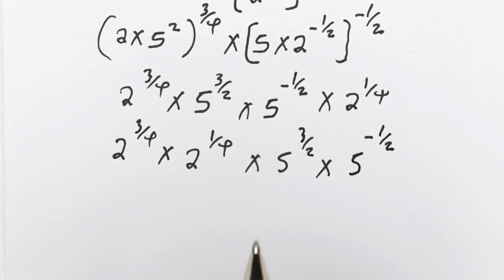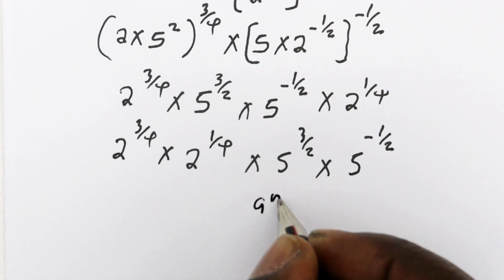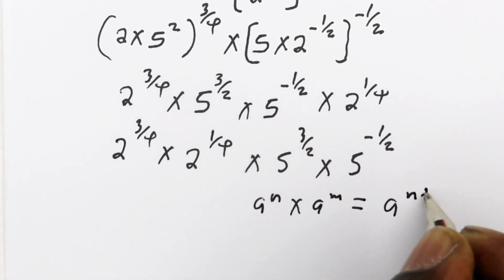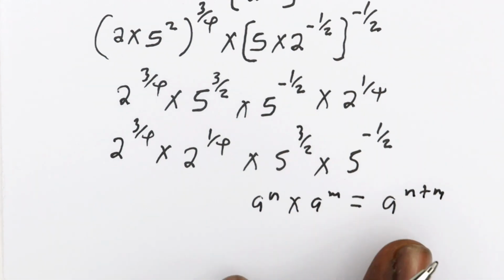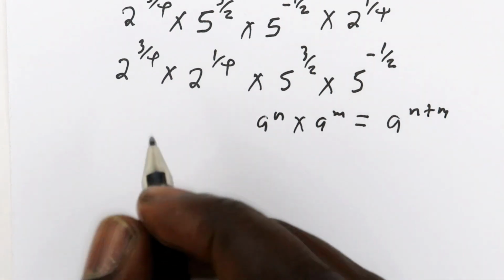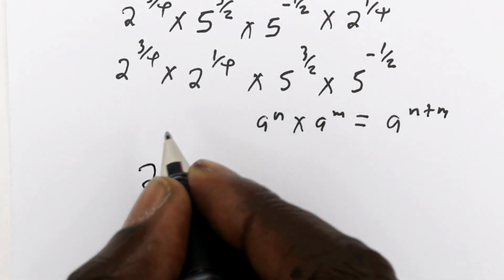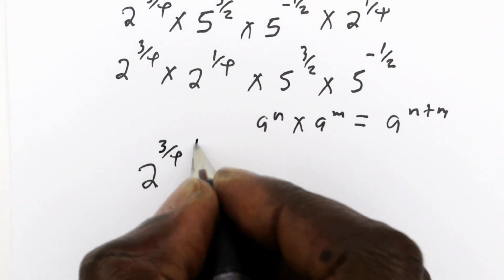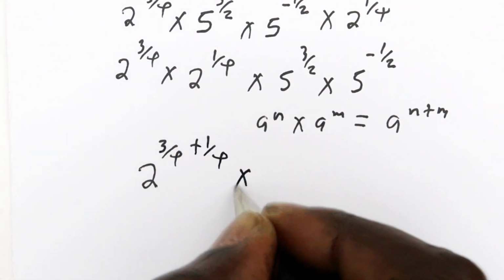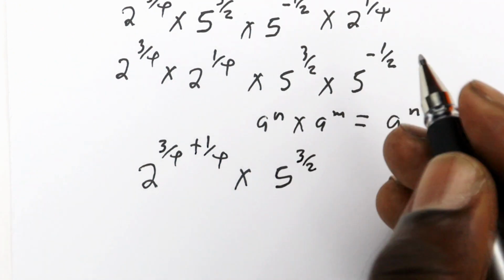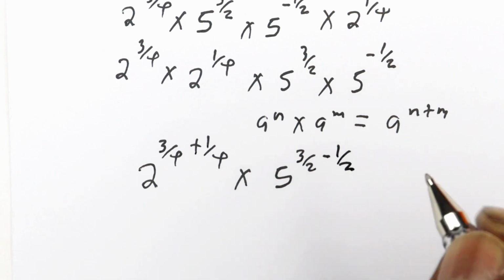So according to the laws of indices, that is actually the first law. If you have a raised to power n times a raised to power m, that is the same as a raised to power n plus m. So we can apply that to combine these terms here. So we're going to have for the first one 2 raised to power 3 over 4. So you just add the powers, you'll have plus 1 over 4 times 5. You apply the same, that is 3 over 2 plus negative half, that is the same as minus half.